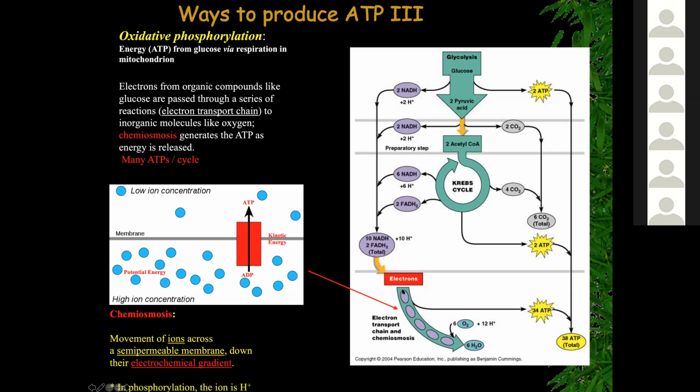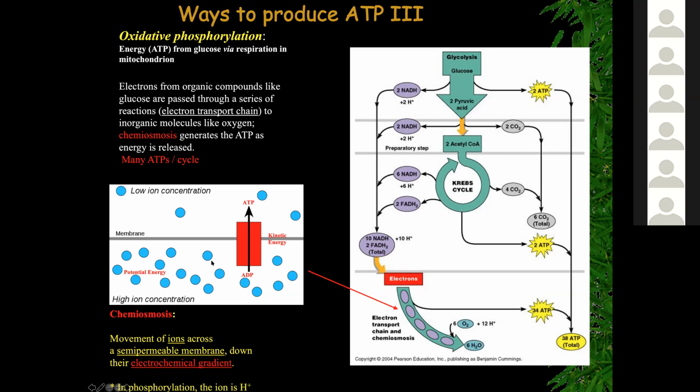So let me try to explain further how this happens. The requirement is a process known as chemiosmosis. And the definition of chemiosmosis is the movement of ions across a semipermeable membrane down their electrochemical gradient. And in phosphorylation, the ion in question is a hydrogen ion.